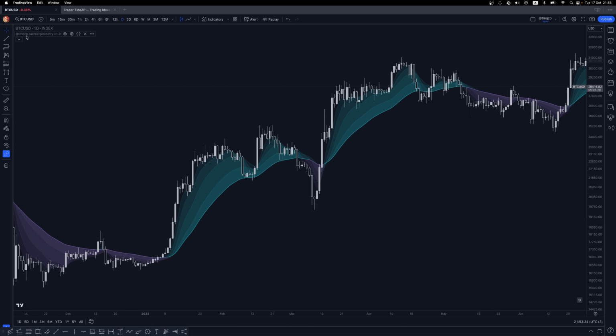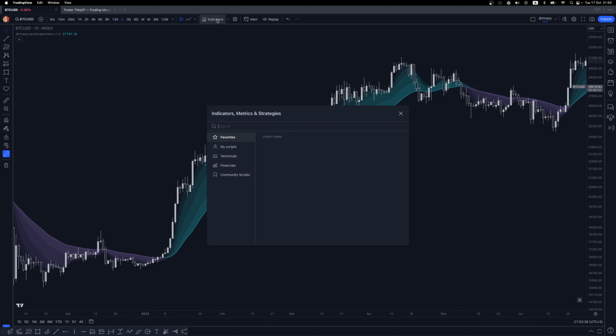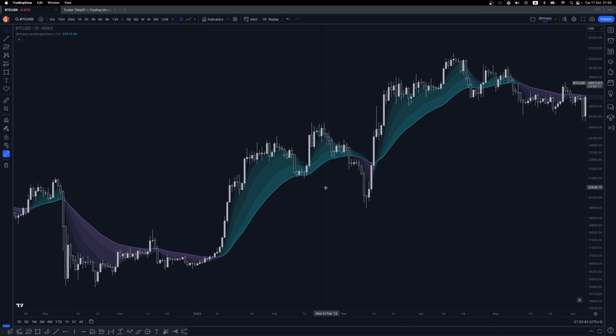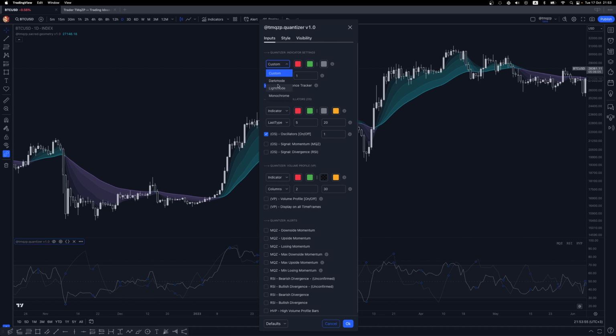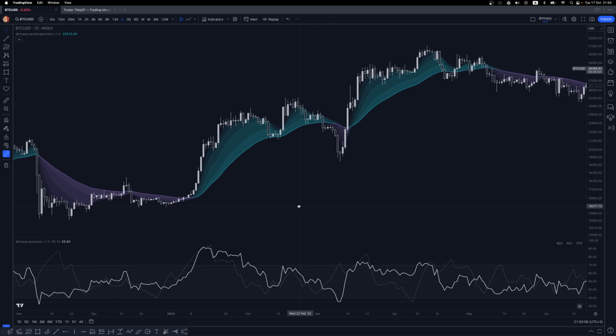If we actually add the, where is it? The quantizer, let's add the quantizer. If you haven't seen the video about the quantizer, I would recommend watching the previous video, as it goes in depth into what the quantizer does. So we'll put this on dark mode too. We will have the oscillators on. Make the RSI a bit brighter so we can distinguish it. Give it a bit of a thicker line. There we go.